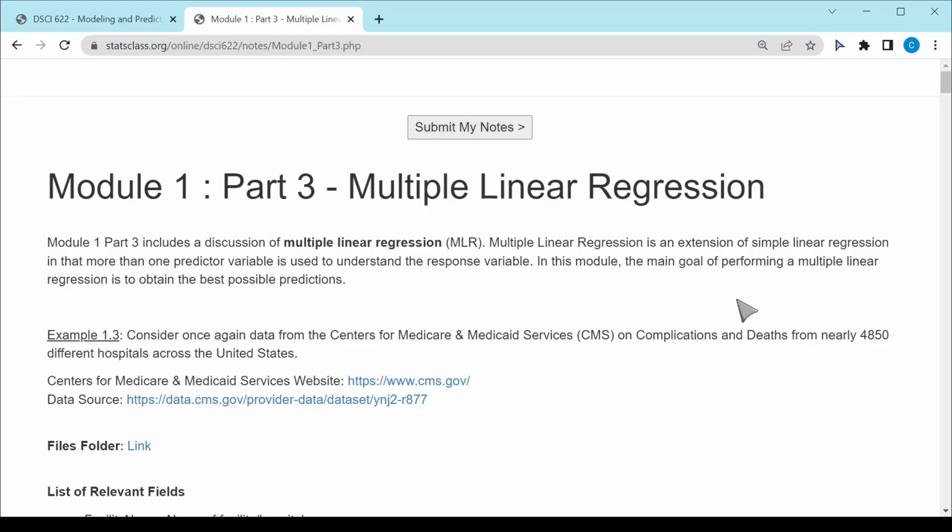So multiple linear regression is an extension of simple linear regression, and the extension is that more than one predictor variable now is going to be used to understand the response variable. Here, the main goal of performing a multiple linear regression analysis is to obtain the best possible predictions.